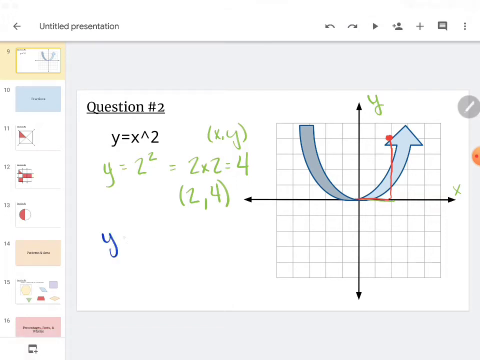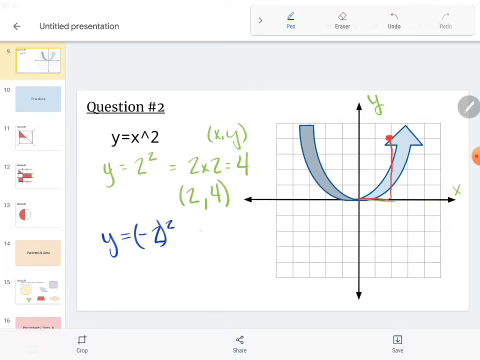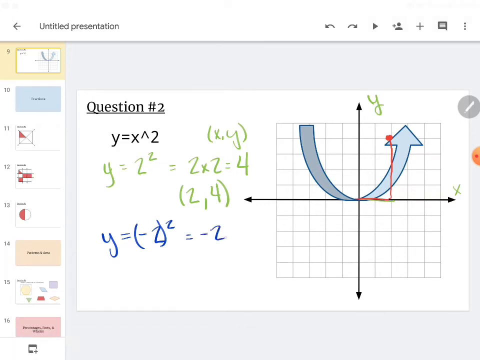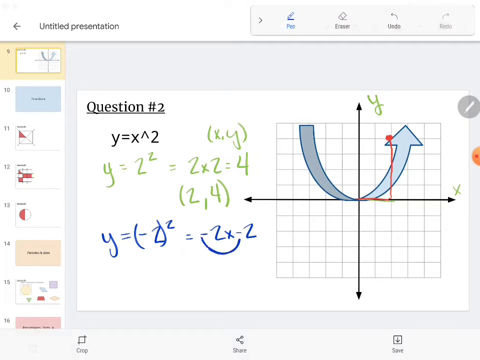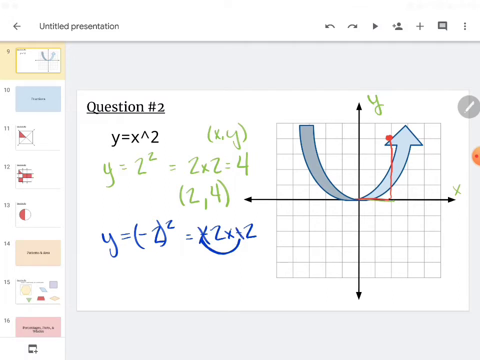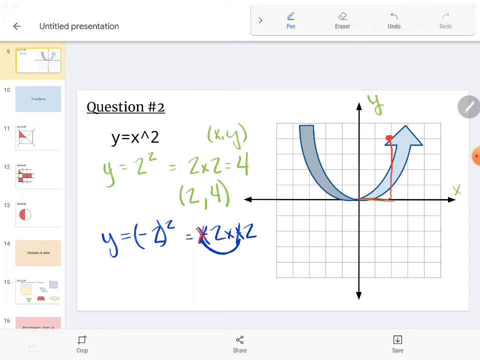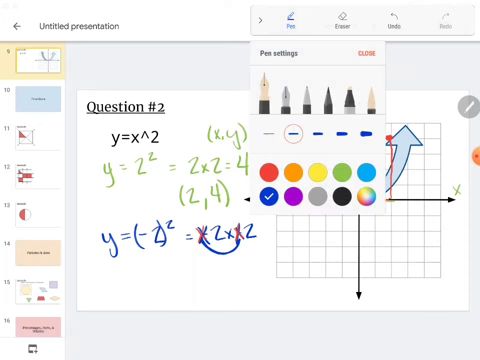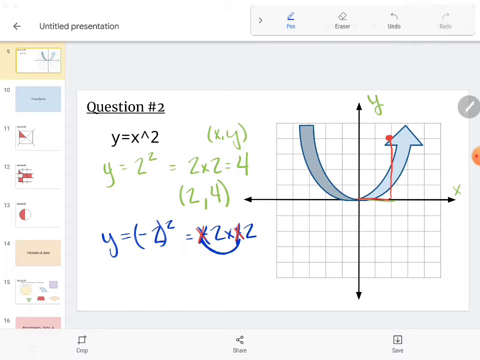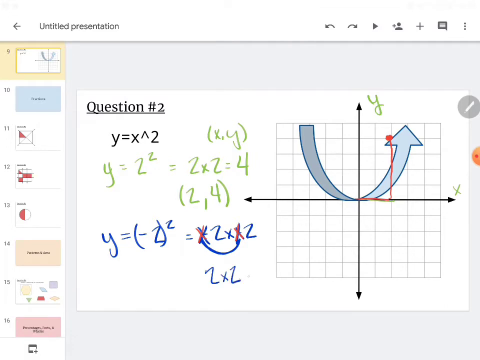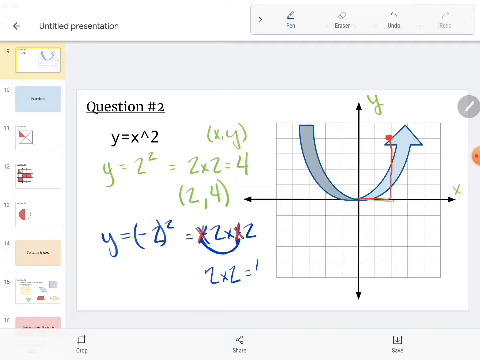So y equals negative 2 squared. Well, we know that negative 2 squared is going to be negative 2 times negative 2. And since we're multiplying two negatives right here, they're going to cancel out. They will no longer be there. They will be gone into the abyss. Use a little red on that. That way we know it. And since our negatives are canceled out, our problem's going to turn into 2 times 2. And 2 times 2 is going to be 4.